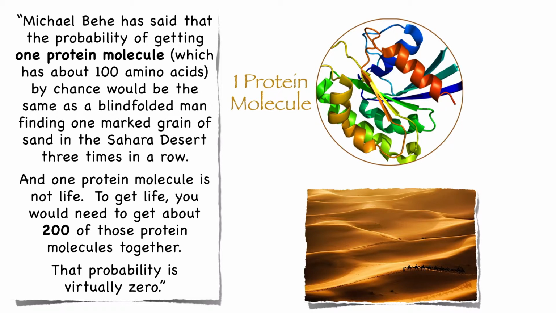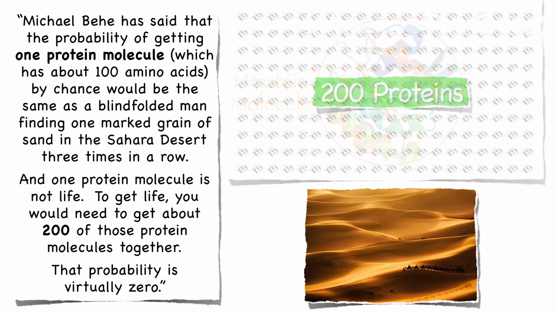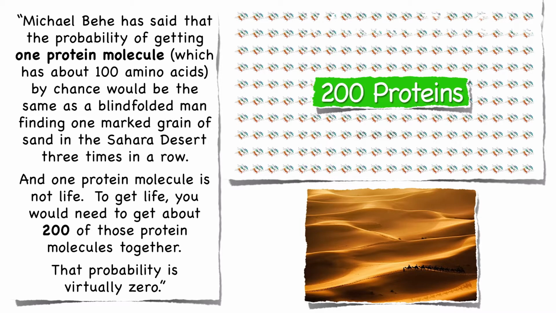And one protein molecule is not life. To get life, you would need about 200 of those protein molecules together. Geisler and Turek conclude by adding, that probability is virtually zero.